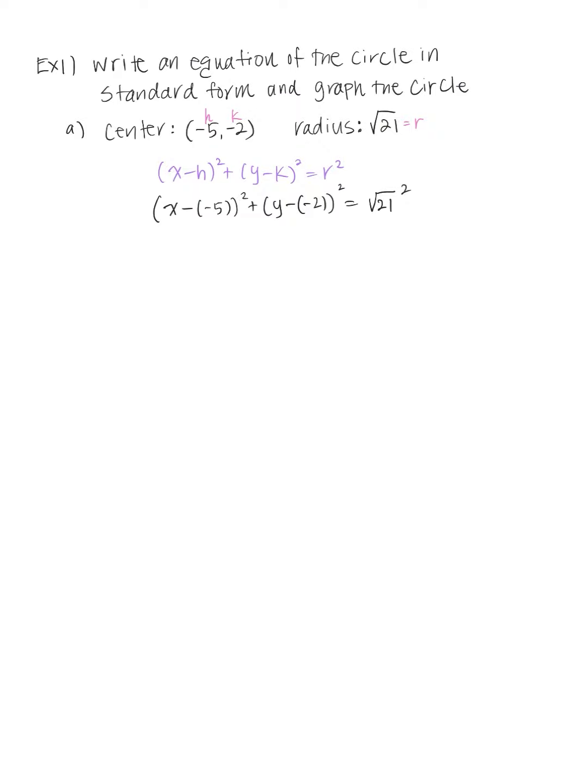So then let's just clean up a little bit. Then we're going to get x plus 5 squared plus y plus 2 squared equals 21. So that's the equation of the circle in standard form. Now let's graph this out.